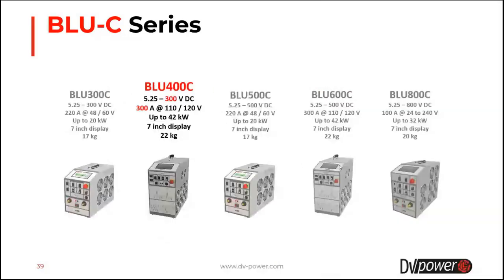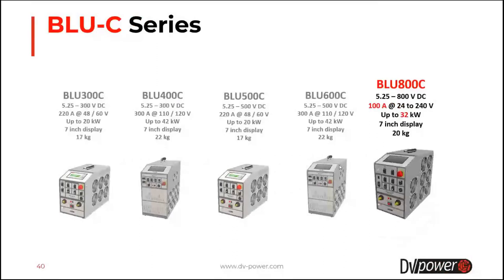For example, our model BLU 400C can be used for testing batteries from 5.25 up to 300 volts DC. Its maximum current of 300 amps can be achieved at voltage level from 110 to 120 volts DC. Maximum power of this model is 42 kilowatts. And it has a 7-inch display for numerical and graphical test interpretation, and the weight of this device is 22 kilograms. Widest voltage range, of course, has our BLU 800C model.